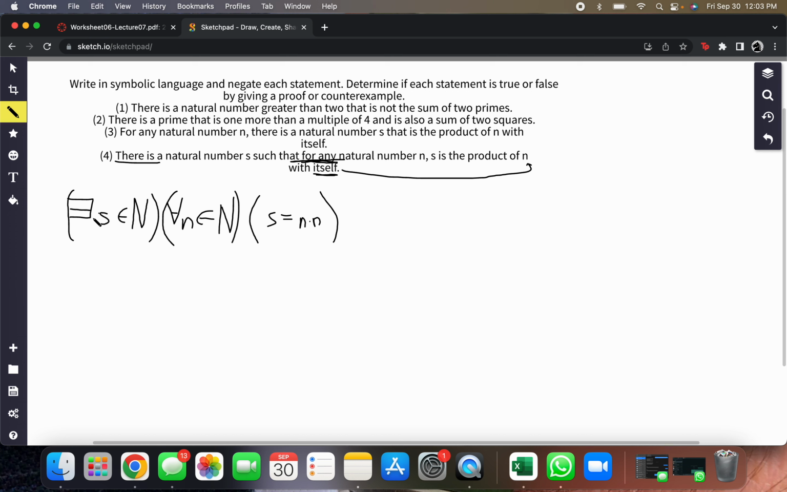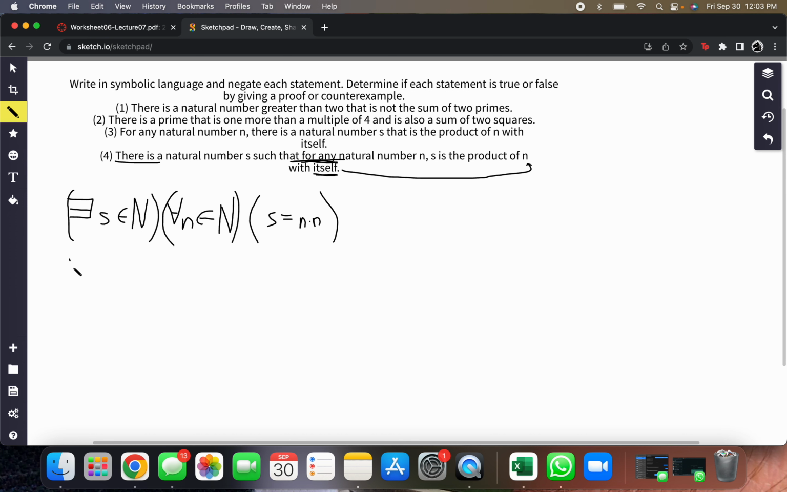So that means s is 4. Did I say n? S has to be 4. S is 4, which means n has to be 2. Yeah, because natural numbers can't be negative, so it can't be negative 2. So n has to be 2. But we said that this is true for any value of n. So now if we change n to 3, it still has to be true, and it's no longer true.